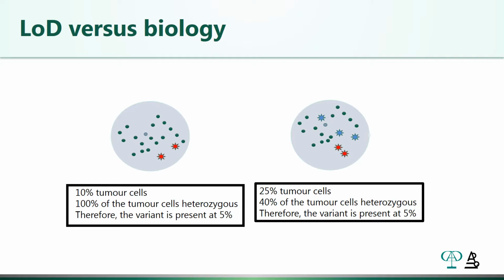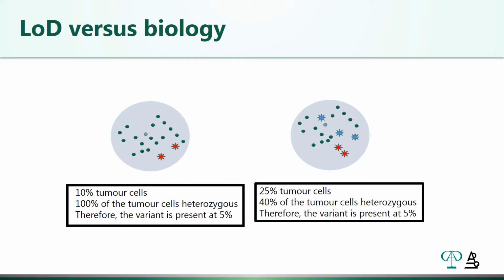You can see that 10% of the cells in this little section are tumor cells. And in this case, imagine that 100% of the tumor cells are heterozygous for a mutation that you're interested in. And if you do the math, you can say, well, the variant is present at 5%. And we would be able to detect that in a massively parallel sequencing assay that has been validated to a limit of detection of 5%.